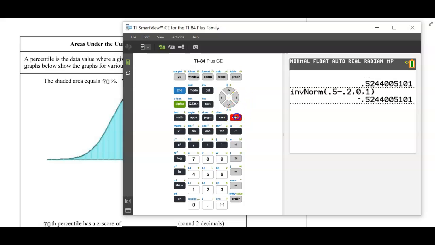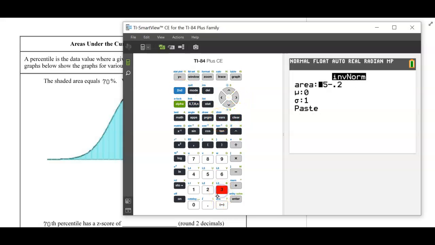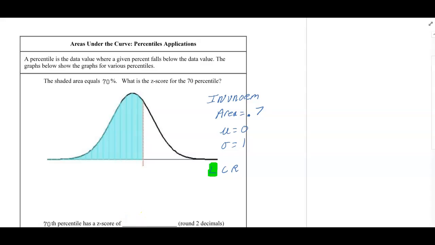So on the calculator, second distribution, inverse norm, 0.7. And when you go down to paste, you get 0.5244. So the z-score for the 70th percentile is 0.5244, rounded to 2 decimals, 0.52.